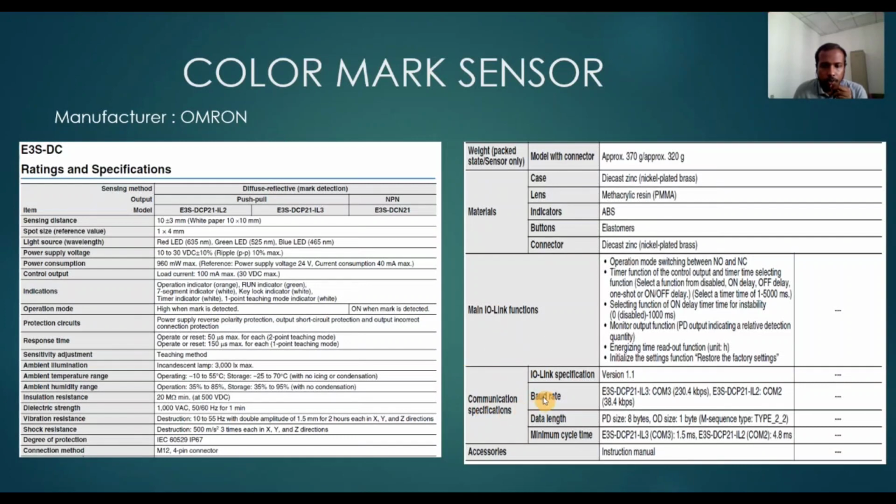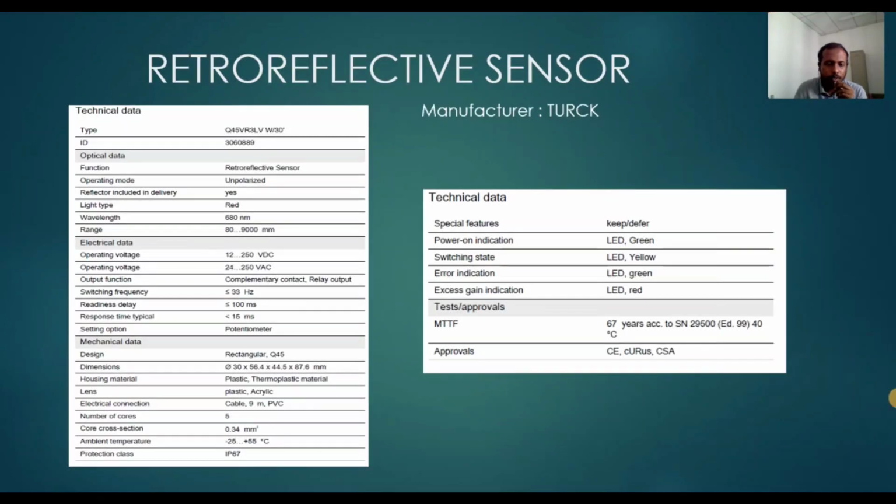The communication specification is baud rate is COM3 for E3STCP, and this type is COM2. And data length is PD size 8 bytes, OD size 1 byte. The minimum cycle time for this type is COM3 1.5 millisecond. This type is 4.8 millisecond.